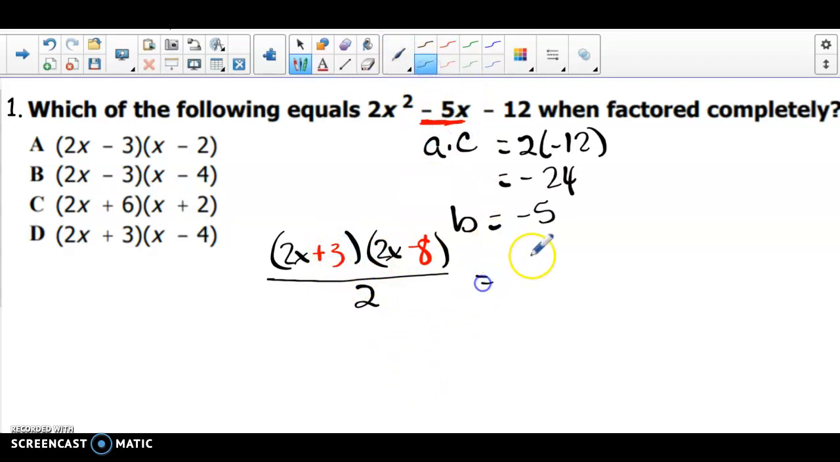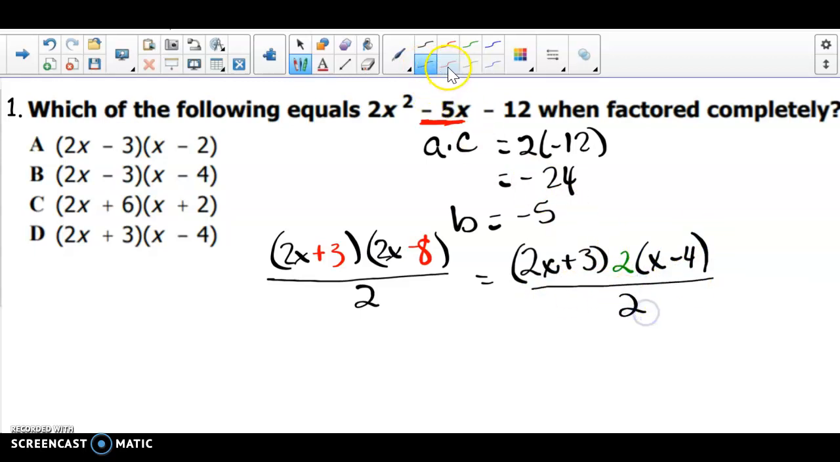Now what I have to do is look to see if there's a GCF that I can take out of my parentheses. Can't take anything out of the 2x plus 3, but I can take a 2 out of this second parentheses, and I have x minus 4 left, all divided by 2. This lone 2 on top cancels with the 2 on the bottom, so my factors are 2x plus 3 and x minus 4. Looking for that 2x minus 3 and x minus 4. So my answer here is going to be B.